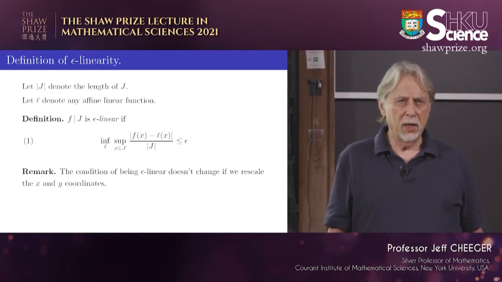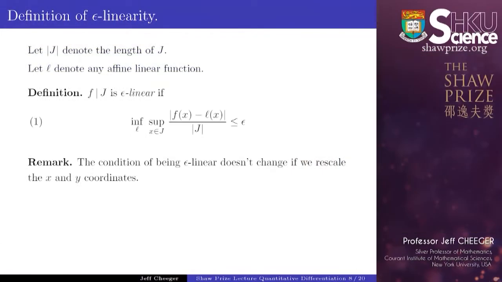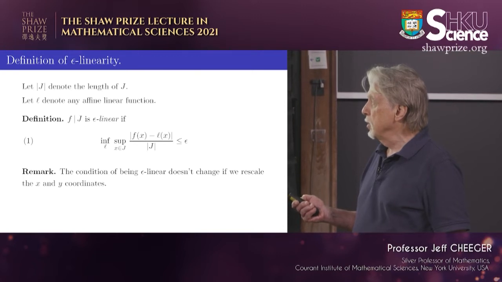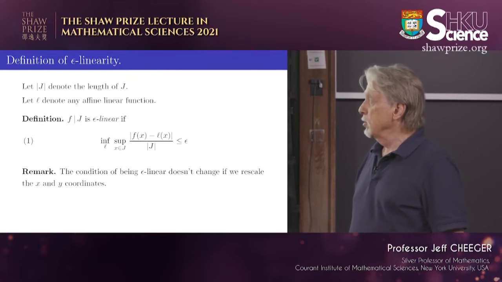So now let's make the notion of being approximately linear, or let's call it epsilon linearity. So we'll use the notation that the norm of J just means the length of the interval J. And now we let L denote any affine linear function. And if we have a function F, we say its restriction to the interval J is epsilon linear if the inf, that is, we take the best L that approximates F, and then sup means this is supposed to hold at all points in the interval. And notice we, of course, normalize by the length of the interval. So we take the best linear approximation to F in absolute value, we normalize by the length of the interval, and if we can choose L so that this becomes less than epsilon, we call the function epsilon linear on the interval J.